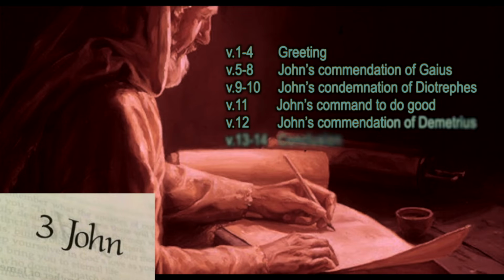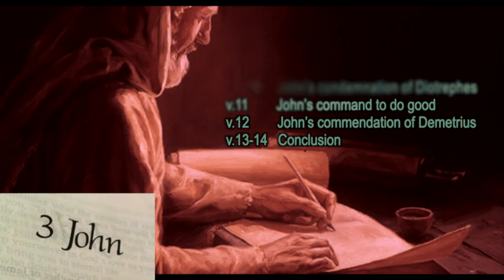In verses 1 through 4, we have a greeting. In verses 5 through 8, we have John's commendation of Gaius. In verses 9 and 10, we have John's condemnation of Diotrephes. In verse 11, we have John's command to do good. In verse 12, we have John's commendation of Demetrius. And in verses 13-14, we have a conclusion.